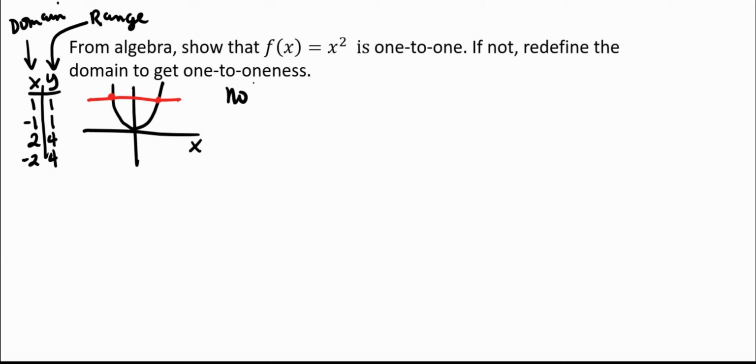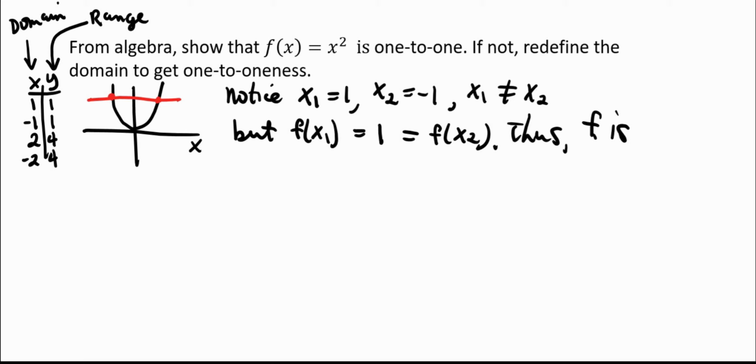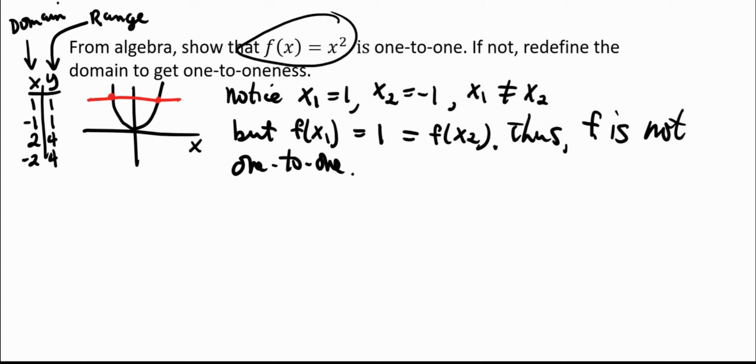So we conclude that, let's see here, notice x sub 1 is equal to 1, x sub 2 is equal to negative 1. X sub 1 is different than x sub 2. But f of x sub 1, which is equal to 1, that's the same as f of x sub 2. Thus f is not one-to-one. So as it stands, this function does not have an inverse.